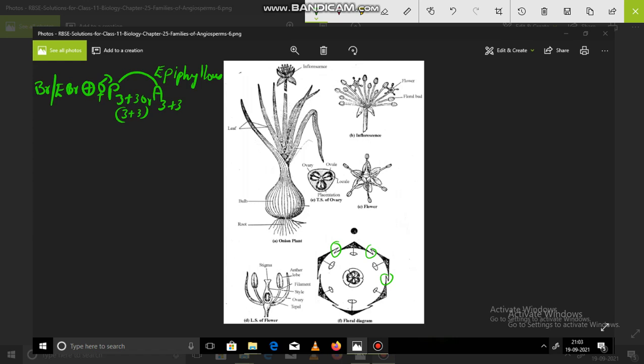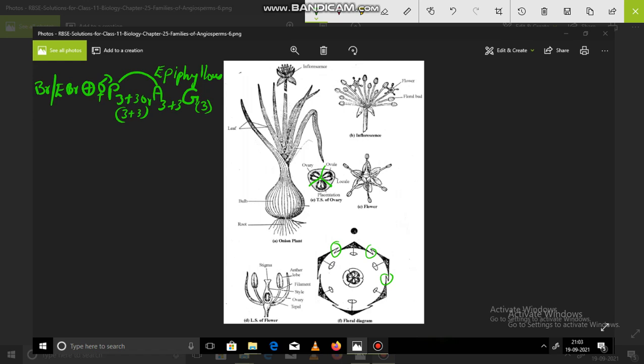Now next is your gynoecium, the female part. In the gynoecium, the ovary, you can see there are 3 segments. Tricarpellary: you have to put 3 for showing tricarpellary, and they are syncarpous. That means 3 compartments are attached. If you see the 3 compartments are attached, so you have to put 3 inside the bracket. This shows that the flower is syncarpous.